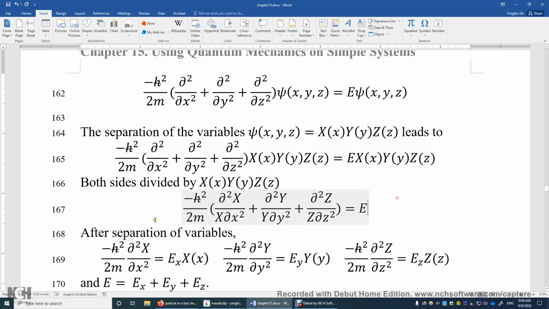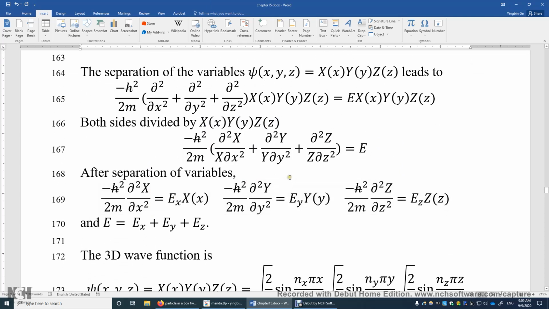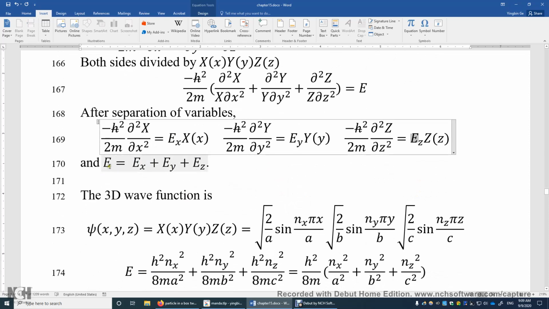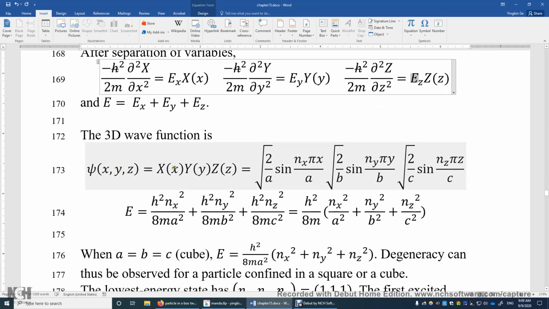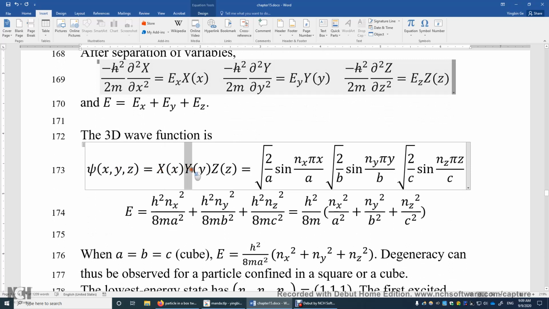We get this equation. And then we can separate the variables like we did before. We can move these two terms to the right-hand side. On the left-hand side, you see a function of x and x only. On the right-hand side, you see a function of y and z only. So the left-hand side does depend on x, the right-hand side does not depend on x, so it has to be a constant. And that constant is simply the energy of the particle in the x, y, and z directions. The total energy is E sub x plus E sub y plus E sub z, and the total wave function is simply the product of the uppercase X, Y, and Z.